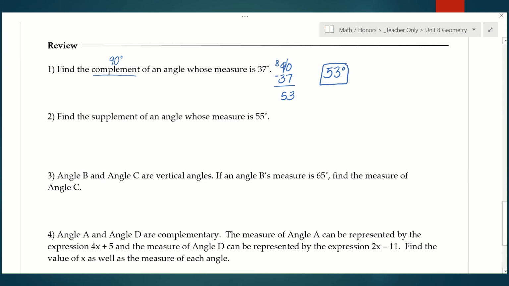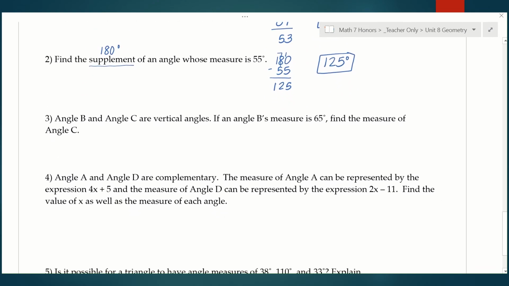Number 2, find the supplement of an angle whose measure is 55 degrees. So supplement means 2 or more angles whose sum is 180 degrees. So if I know one angle is 55, my other one I can get by subtracting 55 from 180. And I'll get that the supplement is 125 degrees.